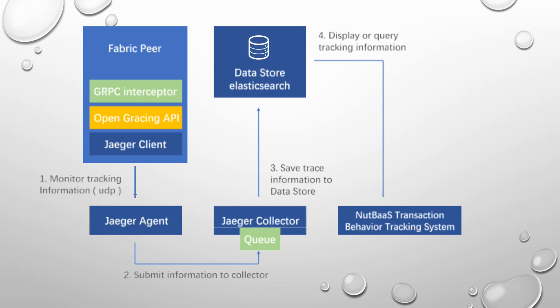Then Jaeger agent is a network daemon that listens to receive span data on a UDP port, and it sends data to the Jaeger collector in batches. The next is the Jaeger collector. It receives data from the Jaeger agent and then writes the data to the backend storage.